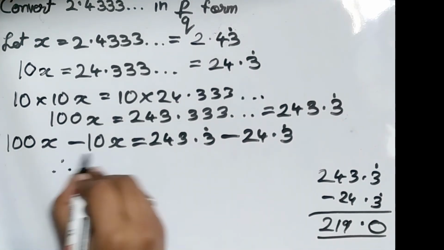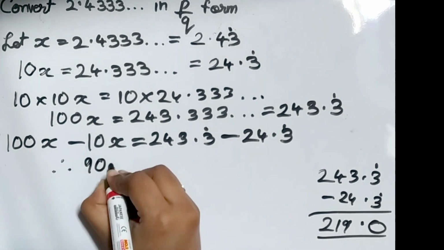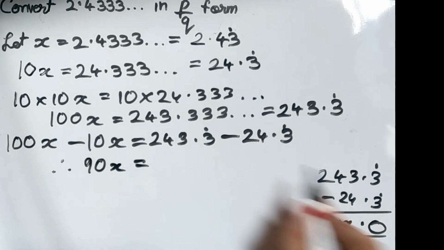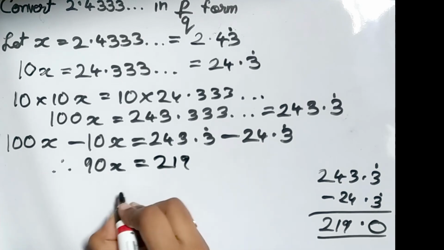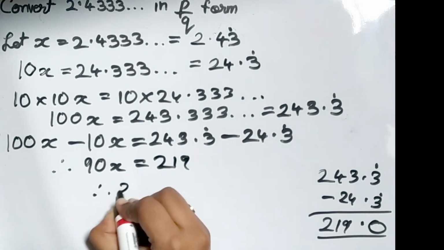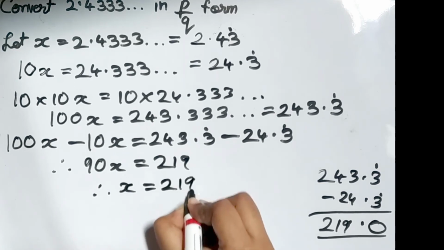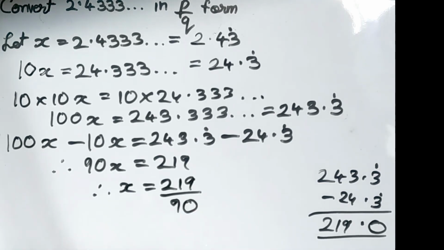Therefore 100x minus 10x will be 90x equal to this, what we got here, 219. Okay. Therefore x equals 219 upon 90. Now we can reduce this further. We can divide this by 3, right? See, when you add the digits 2 plus 1 is 3, 3 plus 9 is 12, so this is divisible by 3. This 219 is divisible by 3 and 90 is also divisible by 3. So we can divide both numerator and denominator by 3 and reduce this fraction.